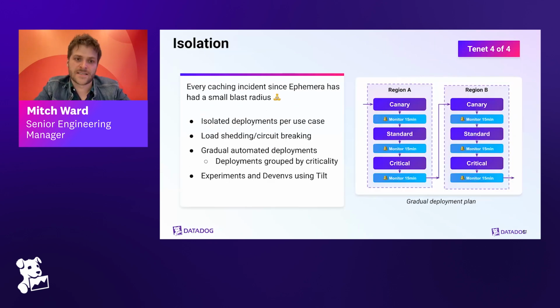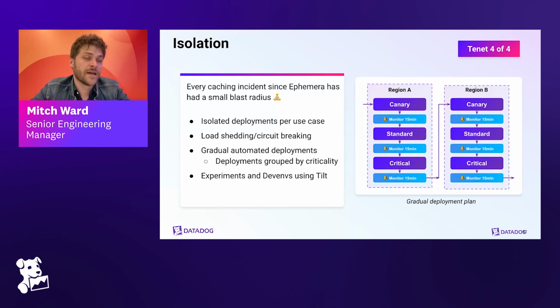Last thing to say is isolation. So going all the way back to when we were talking about that large multi-tenant cache, we did see some big blast radiuses when things went wrong. But thankfully, fingers crossed, since we've deployed Ephemera, any incident we've had has been pretty limited in scope. And how we've done this is, of course, what we keep mentioning, which is just isolated deployments per use case.